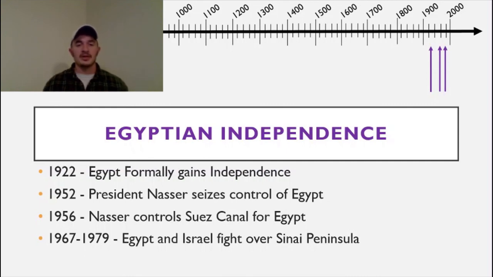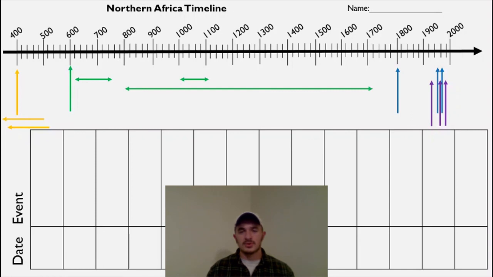So here is what your timeline should look like. There are 14 different boxes for you to fill in, and there are 14 things that we talked about, 14 bullet points that we covered in this PowerPoint. I believe that is it.